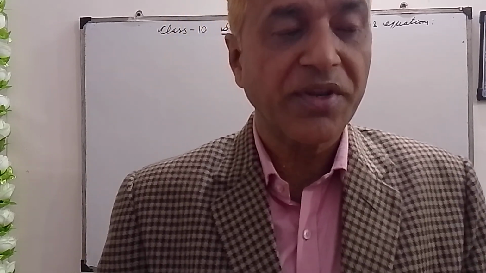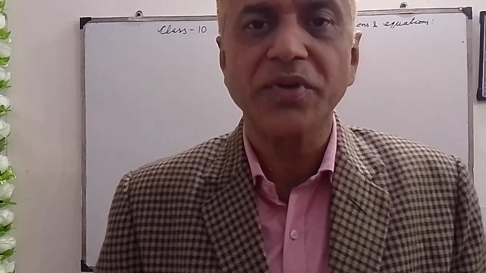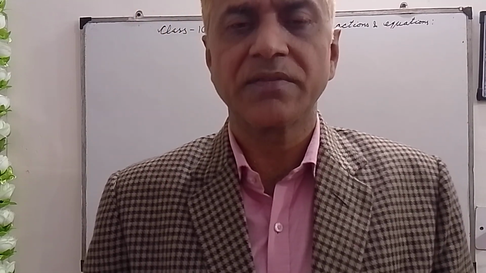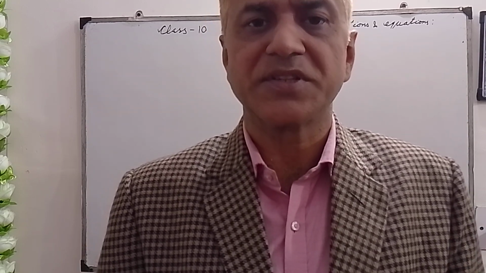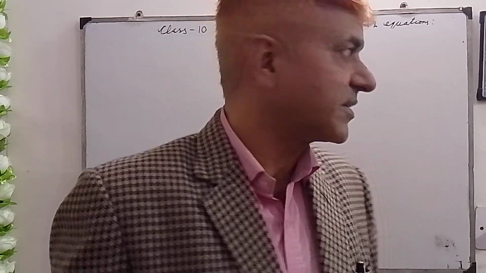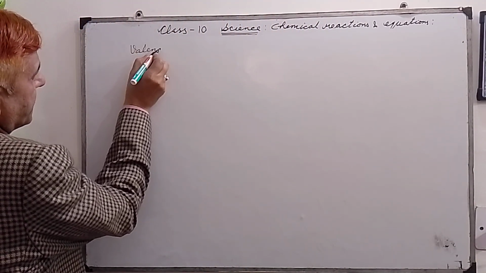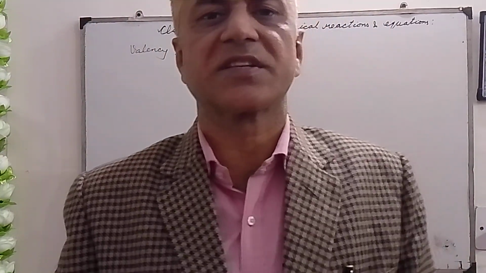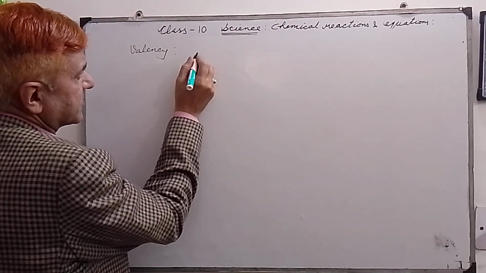So today, based on electronic configuration, we will learn how to calculate the valency of some different elements. So, my dear students, let me tell you what valency is. The valency of an atom of an element is its combining capacity. So in simple terms, valency is combining capacity.